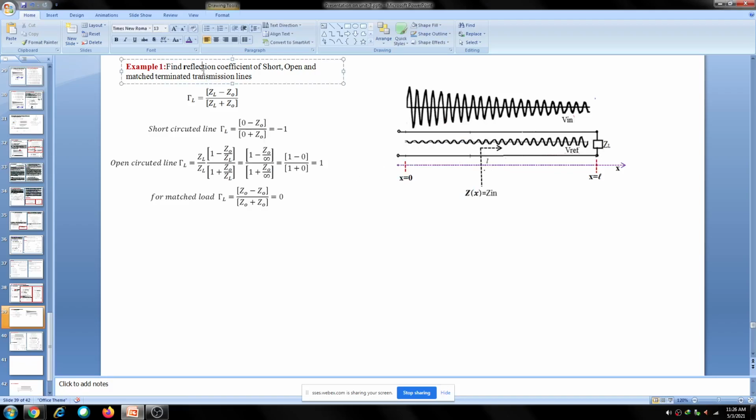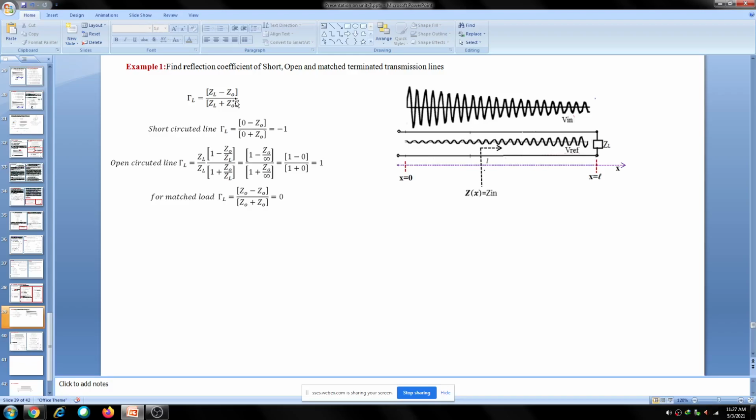Now, for example, the question is: find the reflection coefficient of short, open and matched terminated transmission lines. What is the reflection coefficient if ZL equals 0? That means, what is the amplitude and phase of the reflected wave if ZL equals 0? To do that, you have to take this equation.